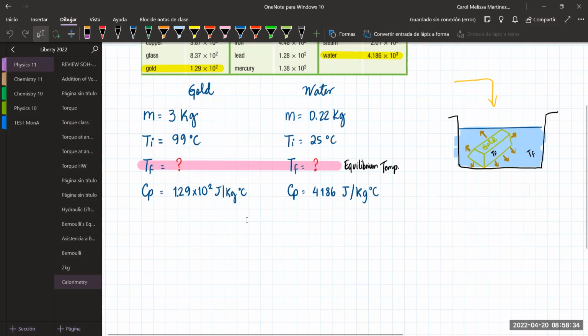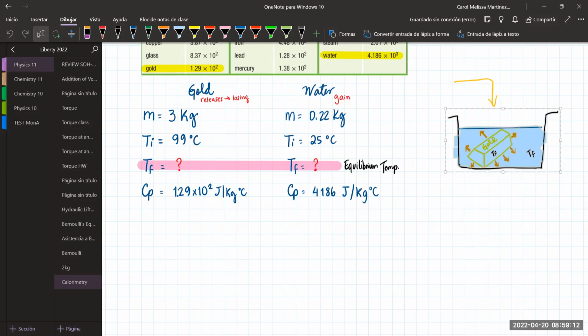Now, let's define which object gains and which object releases energy. According to the picture, it's easy to see. What object is releasing energy? The gold, okay? Gold is releasing energy. It's a loss. Therefore, water is the one that is absorbing that heat from gold. Gaining. Okay, so water is gaining.